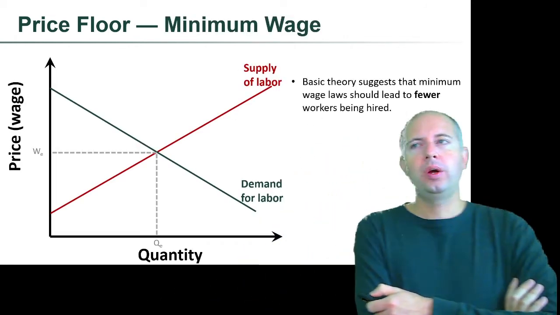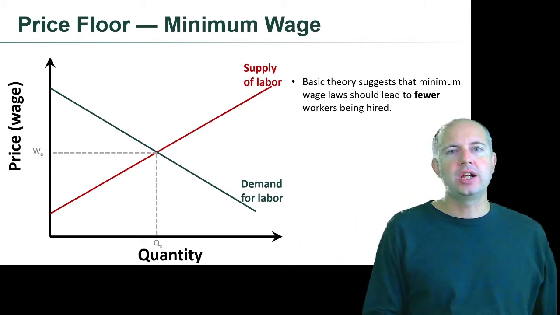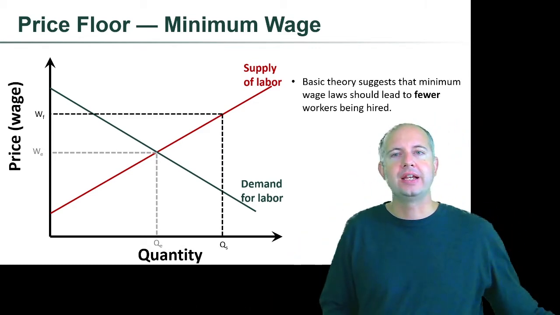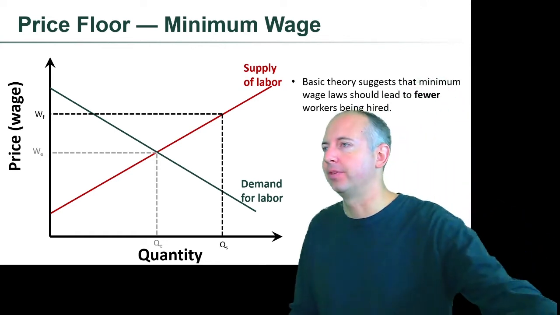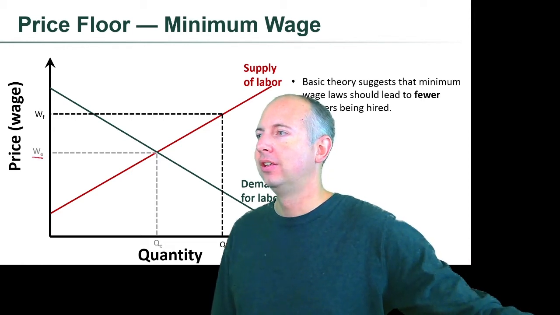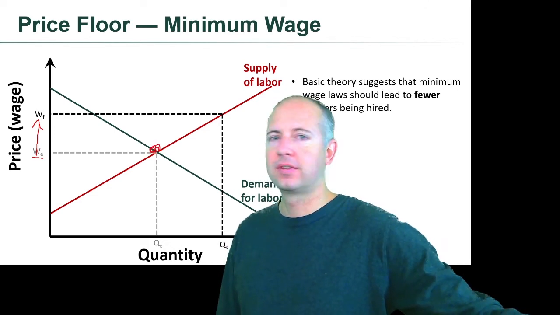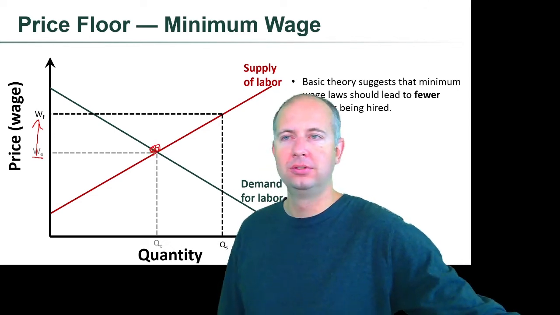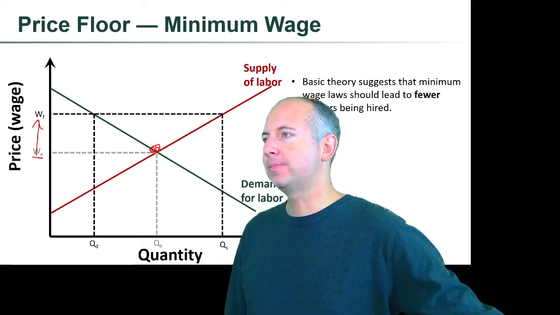So what we would expect to happen, this is just basic theory, suggests that minimum wage laws should lead to fewer workers being hired. And all this is based on is the fact that the demand slopes down. So if we have our equilibrium wage here, minimum wage laws force the wage to go up here. Well, it used to be that these firms wanted to hire this many people. Now they only want to hire this many people.